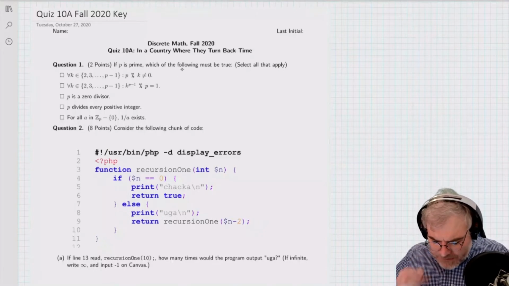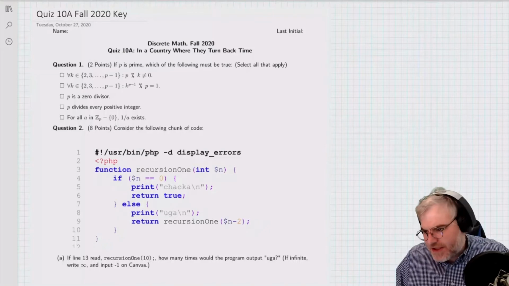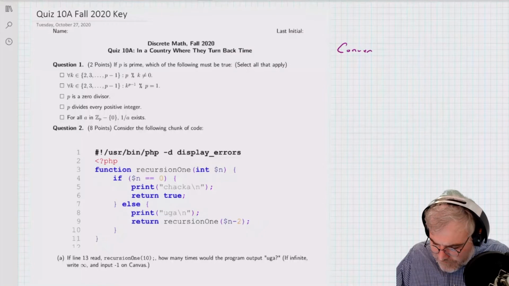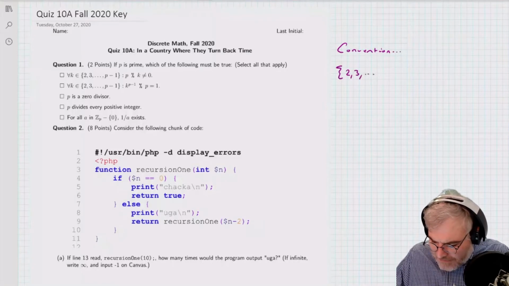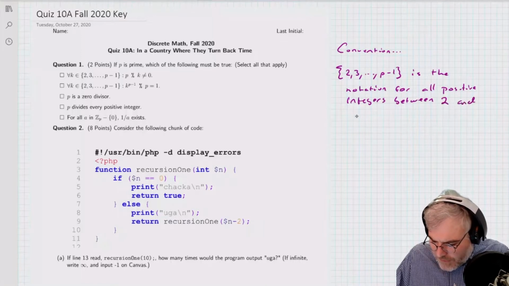If P is a prime number, which of the following must be true? People have said, well, what if P is 2 or P is 3? This notation is confusing. There's a convention I need to explain. The set 2, 3, ..., P minus 1 is the notation for all positive integers between 2 and P minus 1.